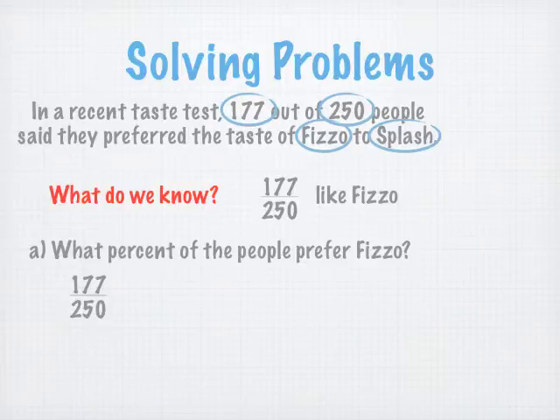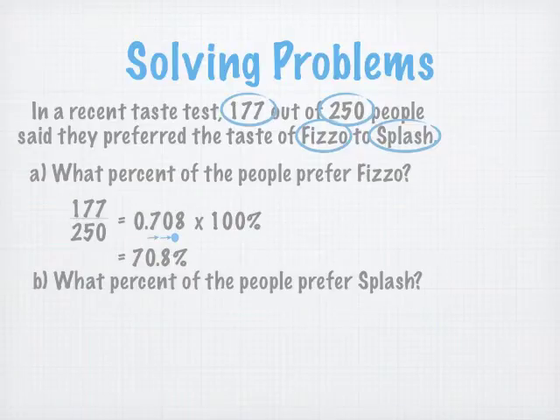We have our fraction. We'll have to turn it into a decimal, and then we'll have to turn that into a percent. So we'll take our handy calculator. 177 divided by 250 gives us this. Now we'll multiply it by 100%. And remember, when we multiply something by 100, we just move the decimal over 2 places. And that gives us 70.8%.